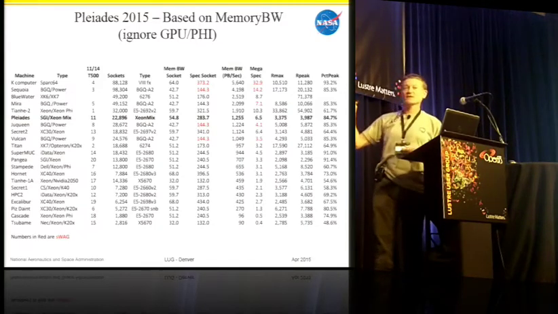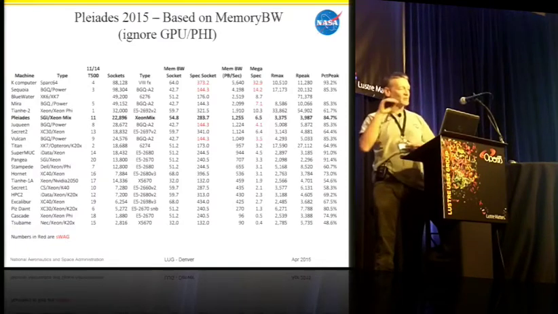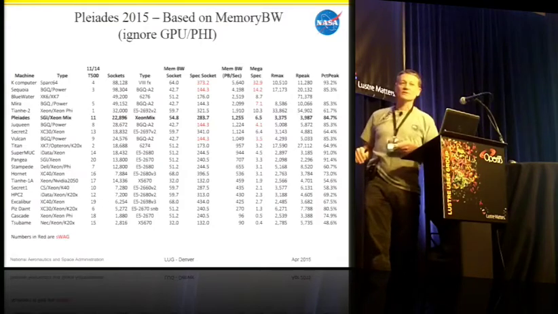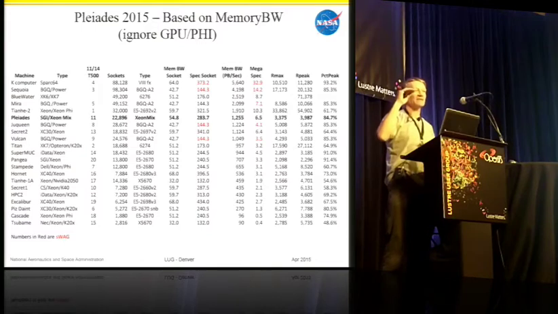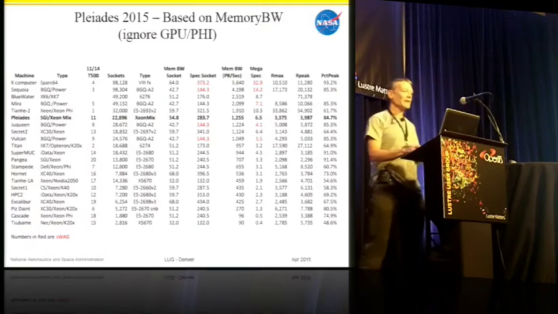And so what this says is that from 2008 to 2015, Pleiades is still able to sort of be in that top 10 type systems in terms of the amount of performance and what we're delivering back to the NASA user community, doing this sort of periodic upgrade approach.